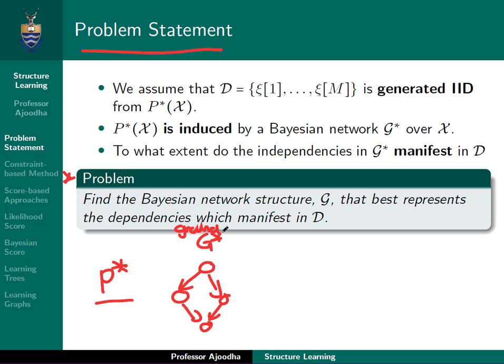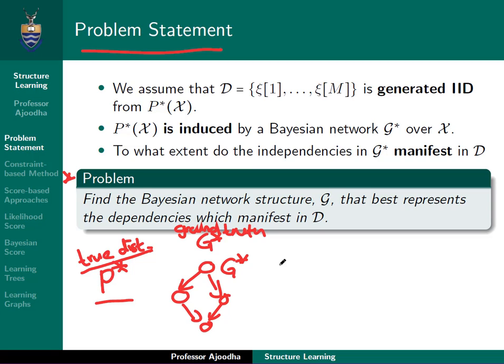So this is the true distribution, and this one is the ground truth network. In other words, the true distribution manifests in G star. Notice the star indicates that it's the true graph structure that represents this distribution. There could be many different kinds of G stars representing the distribution P star, but this is one of them. Or you can say this is the set of graphs G star that represent our true distribution P star.